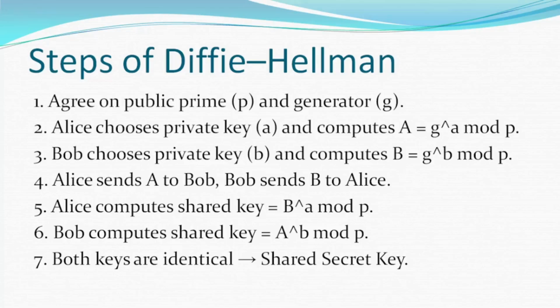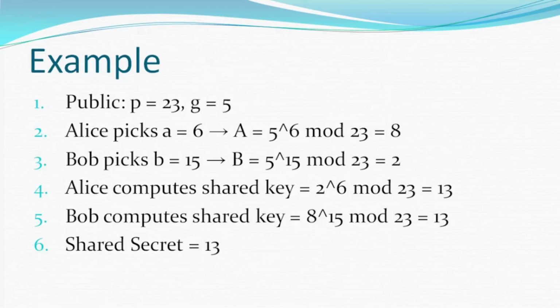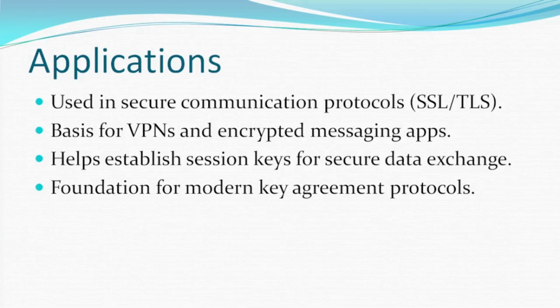Now Alice computes the shared secret, that is B raised to a mod P, and similarly Bob computes the shared key, that is A raised to b mod P. These two keys are identical and it's considered as a shared secret key. In the practical implementation, we are taking an example of P equal to 23 and G equal to 5, and see how the shared secret key 13 passes between Bob and Alice.